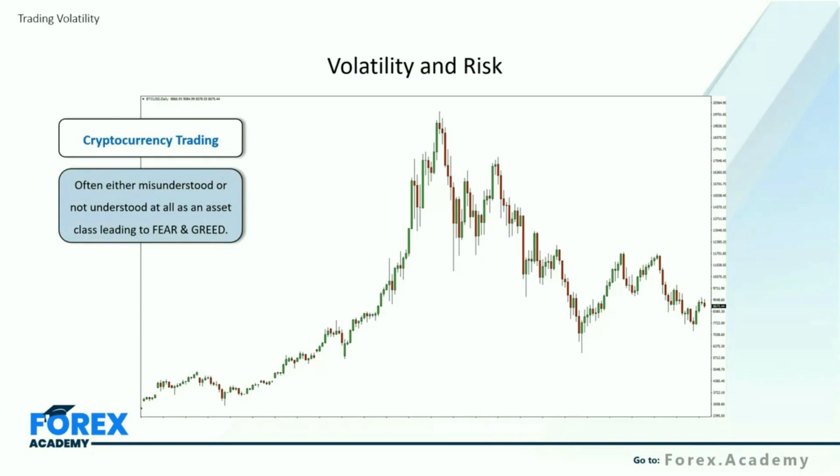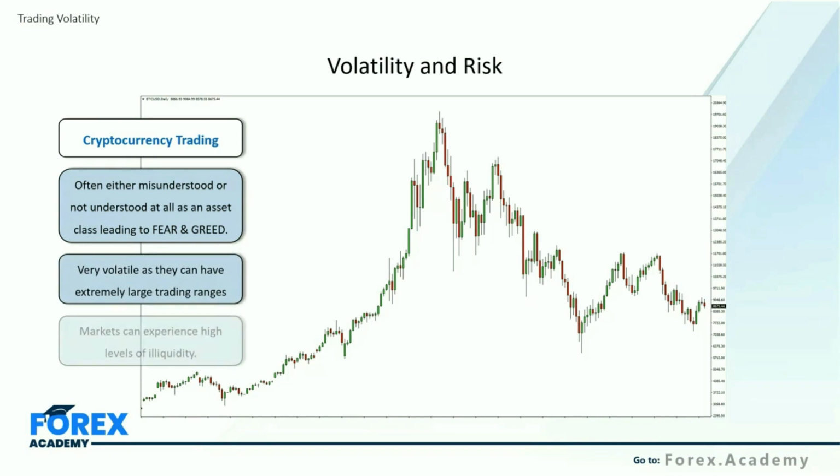Perhaps because they are often either misunderstood or not understood at all as an asset class, and this leads to fear and greed entering the markets. We can see the price chart in front of us. We have the Bitcoin US dollar daily chart. It's very volatile indeed, and we can see very extreme large trading ranges.